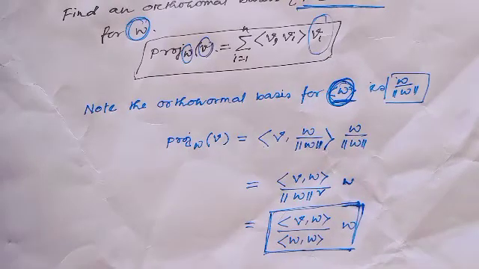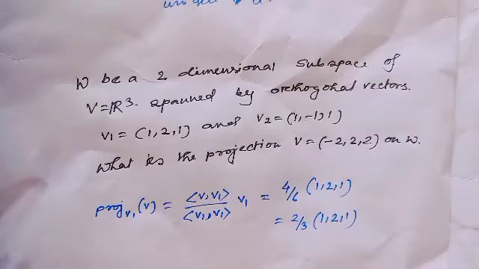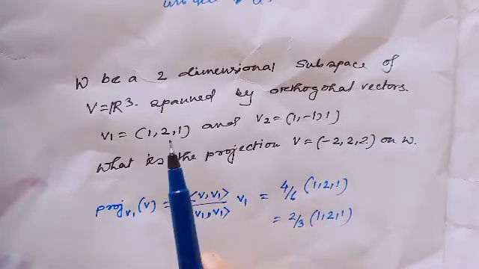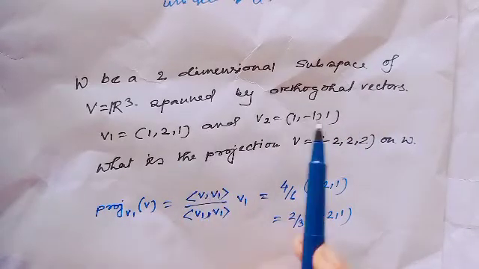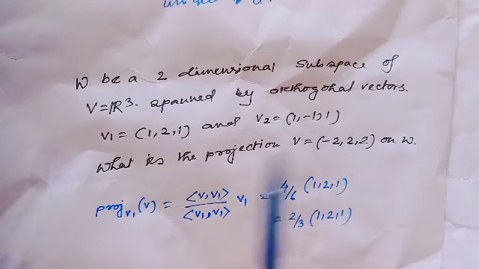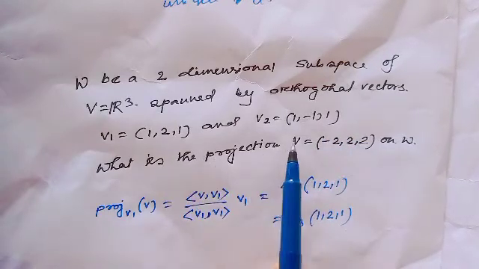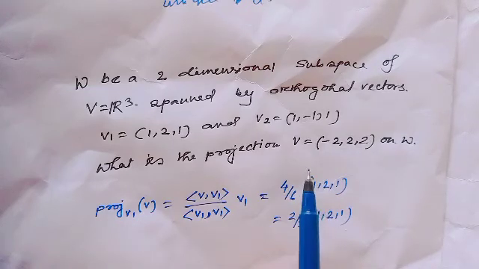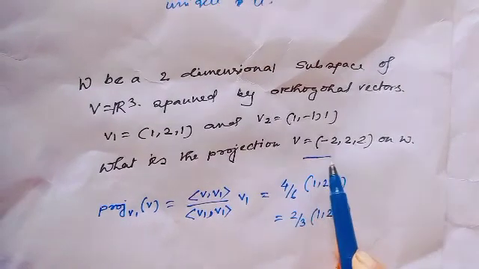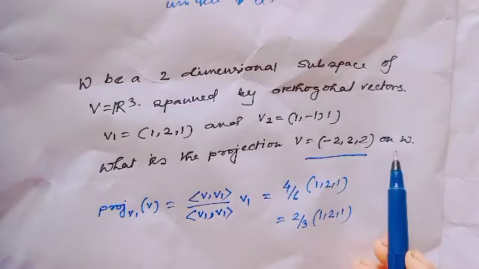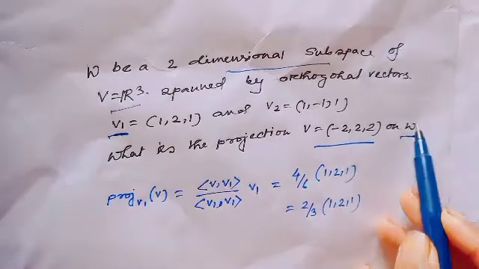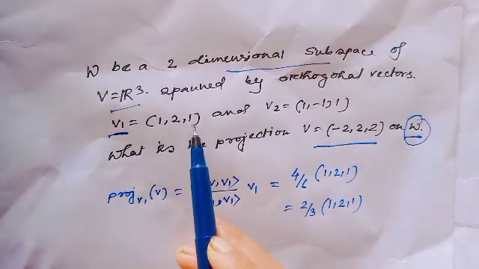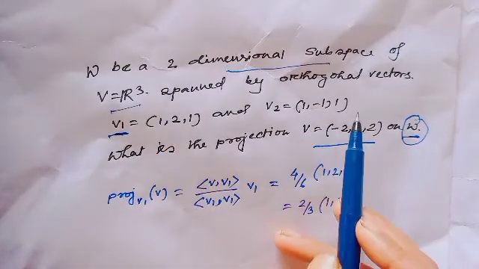Okay, let's see by an example. As an example, consider W a two-dimensional subspace of R3 which is spanned by two orthogonal vectors v1 equal to (1, 2, 1) and v2 equal to (1, minus 1, 1). Then what is the projection of the vector (minus 2, 2, ...) onto W? Here notice the subspace W is spanned by these two vectors (1, 2, 1) and (1, minus 1, 1).